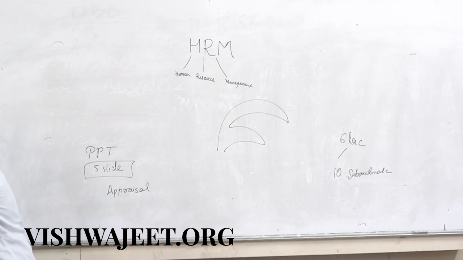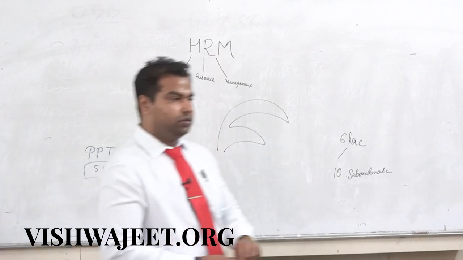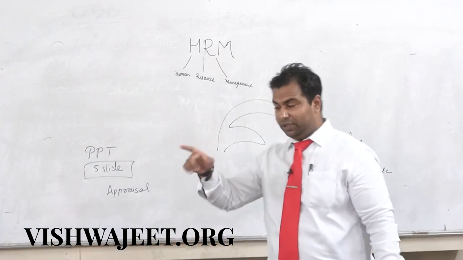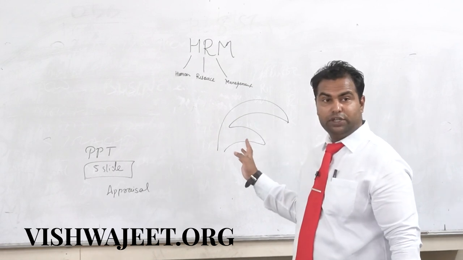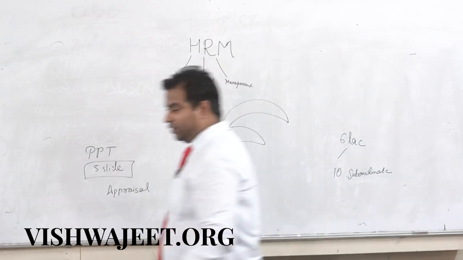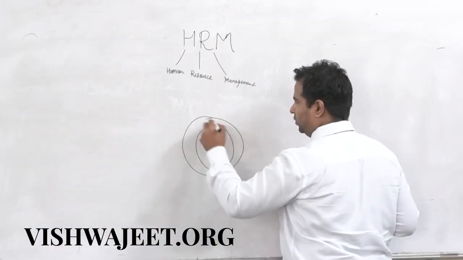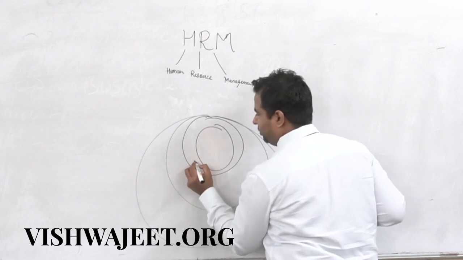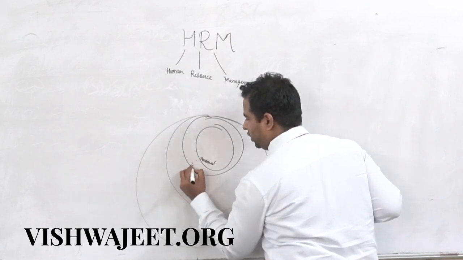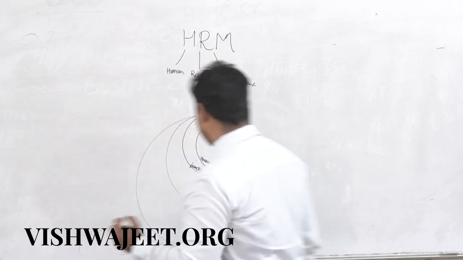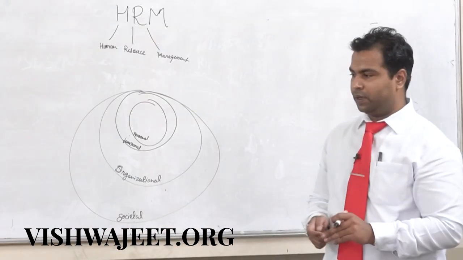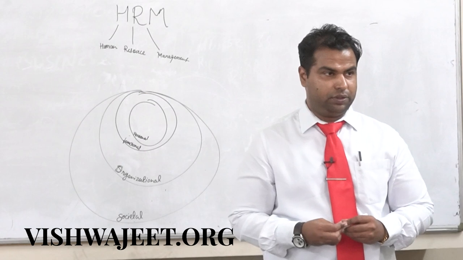Nature of HRM, we are going for introduction. Introduction is already done. We are going for objectives. Objectives, you will get a clear idea. As we have already discussed in OB, here we are also discussing the objectives level-wise. The first level is personal, then functional, organizational, and societal. So these are the levels of objectives.